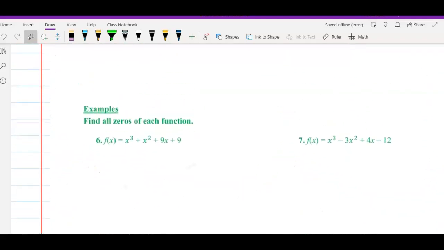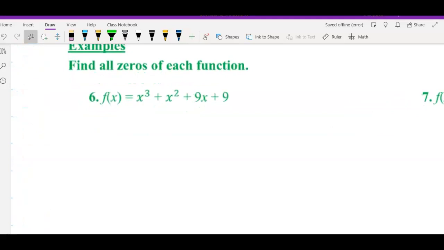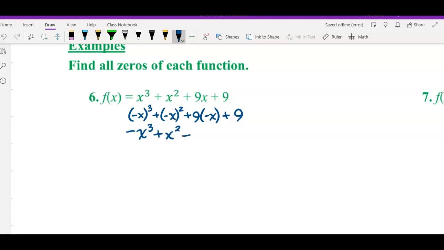let's try number 6. All right, so if I use Descartes' rule of signs, no change, no change, no change, no positives, I'm not expecting any positive zeros. So now I'm going to put in -x everywhere I had an x. This gives me -x cubed plus x squared minus 9x plus 9.